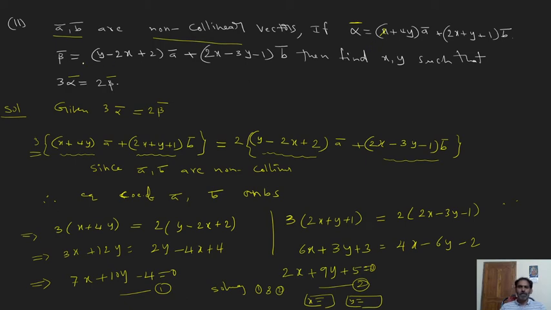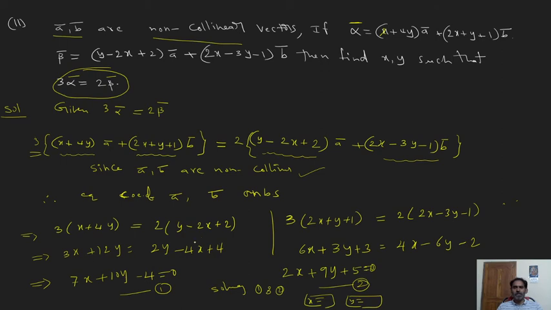Alpha bar is given, beta bar is given, and also given is 3 alpha bar equals 2 beta bar. So 3 into this is alpha bar, 2 into this is beta bar. On both sides we are equating the coefficients of a bar and the coefficients of b bar. Why? Because they are non-collinear vectors. Non-collinear vectors are linearly independent. That's why their coefficients are equal: 3 into the a bar coefficient equals, on this side, 2 into the coefficient of a bar.